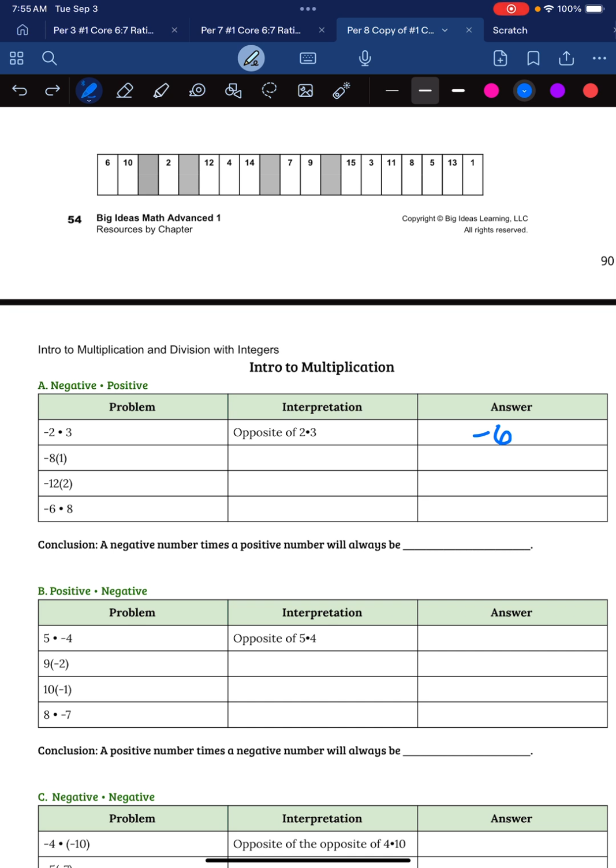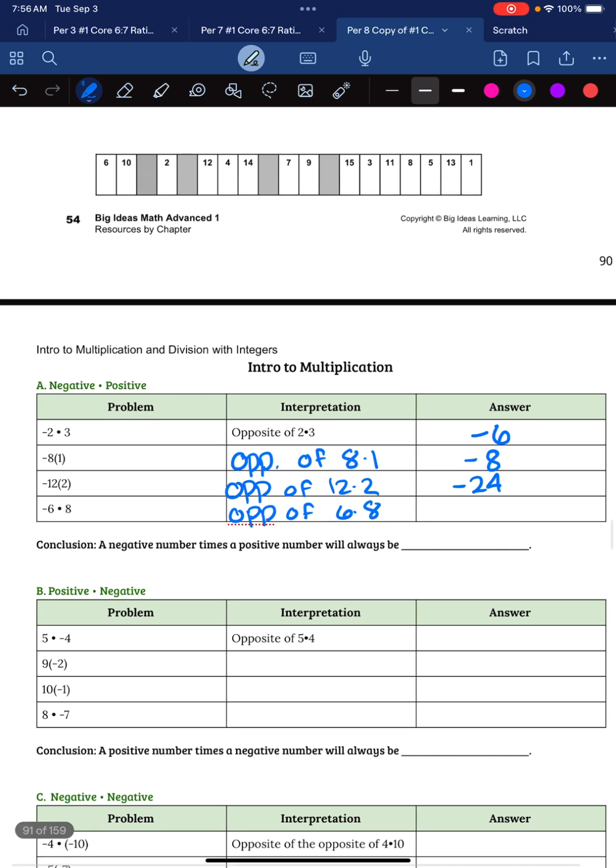All right, hopefully you have that whole table filled out. So the second one would be the opposite of 8 times 1. 8 times 1 is 8. Opposite of that is negative 8. Next one is opposite of 12 times 2. 12 times 2 is 24. Opposite is negative 24. Last one is opposite of 6 times 8. 6 times 8 is 48. Opposite of that is negative 48. And this gives us the conclusion that if you're multiplying a negative number times a positive number, the answer will always be negative.